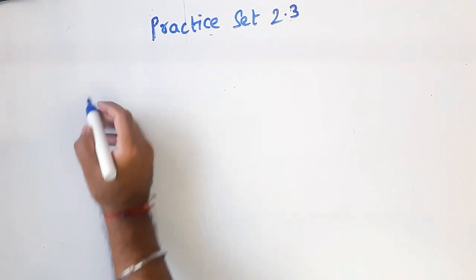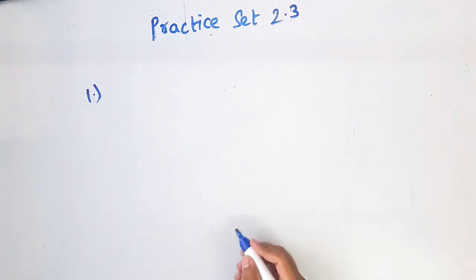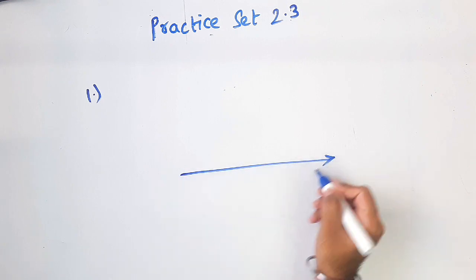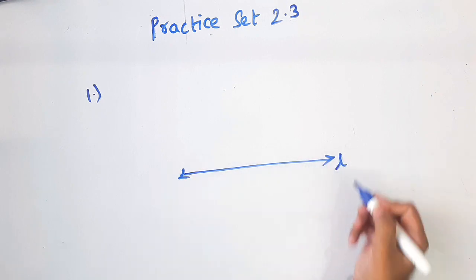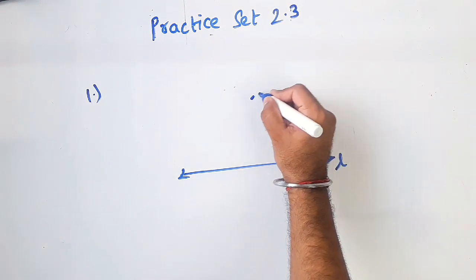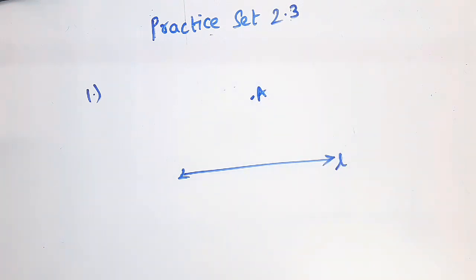We'll be starting with practice set 2.3 today, where construction is the important part. The first thing given is to draw a line L. We can draw any line L. A line does not have a measure, so you can draw any line L. Take a point A outside it. You can take it anywhere.